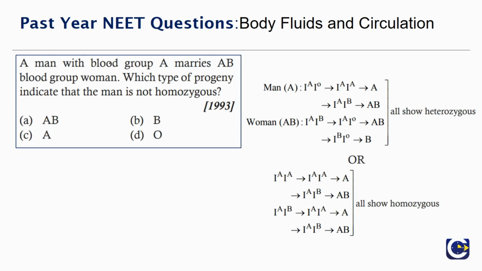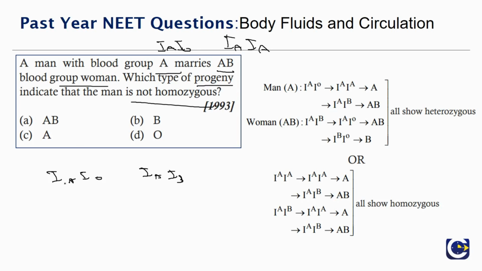A man with blood group A marries an AB blood group woman. Which type of progeny indicates the man is not homozygous? So if not homozygous, we have to take him as IA IO, and since the woman is AB blood group, we can take only IA IB. So the progeny, what blood group should the child have so that this man is not homozygous? IA IO, IA IB.